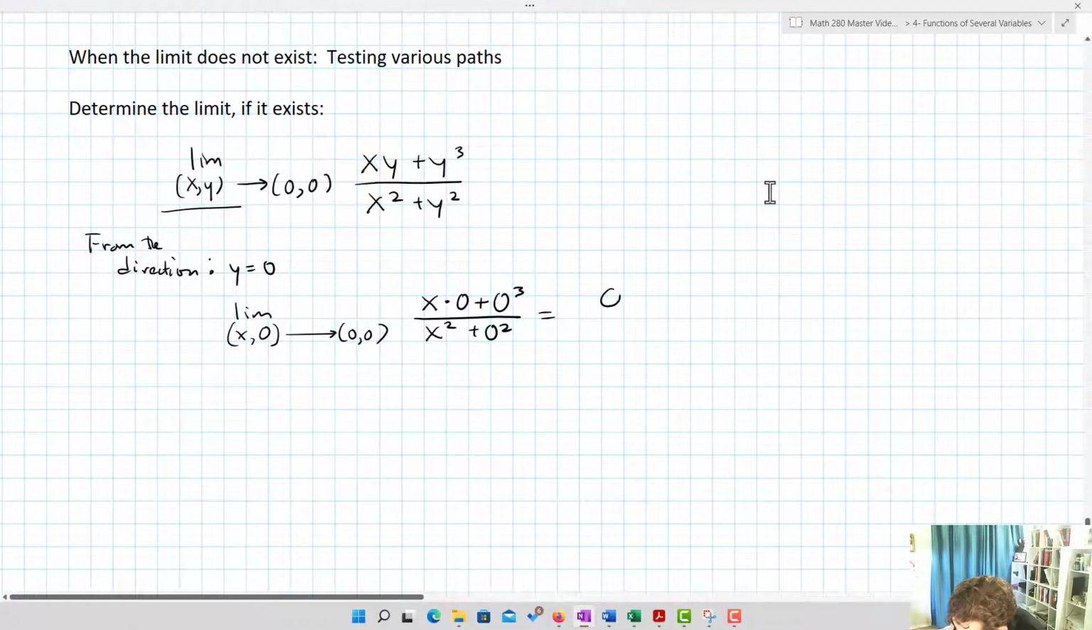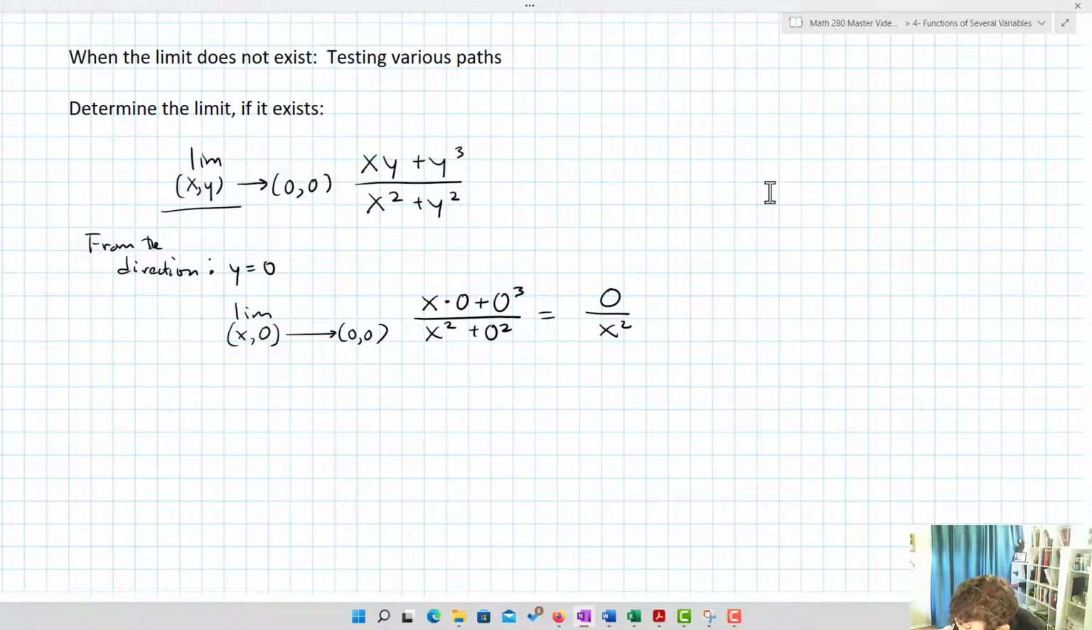And if you notice, that ends up being 0 over x squared. So that's the limit as (x, 0) approaches (0, 0). But it's 0 over x squared, and 0 over x squared is always 0. It's actually a constant function, and that equals just 0. So that's what our limit equals from the direction y = 0.